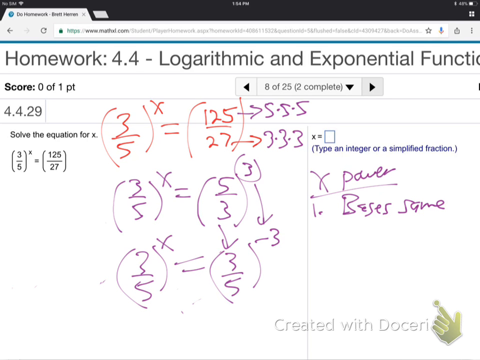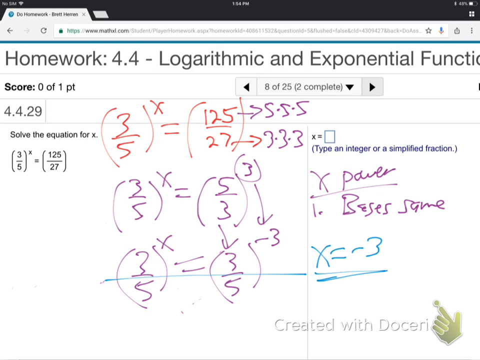And now the bases are the same, aren't they? See how I made the bases totally identical? So now I can just cut them out. Because if 3/5 to something is 3/5 to something else, those powers must be equal. So x is -3, I'm done.